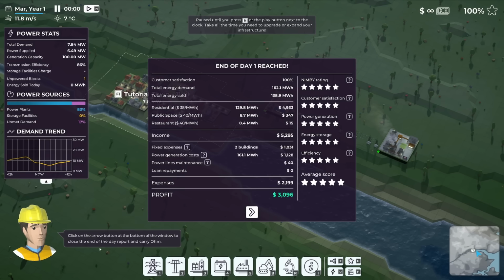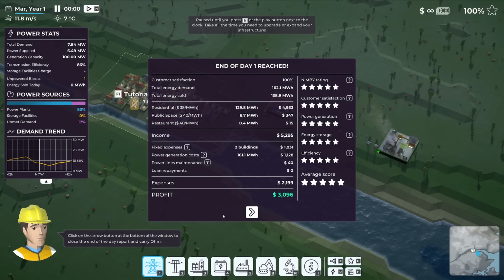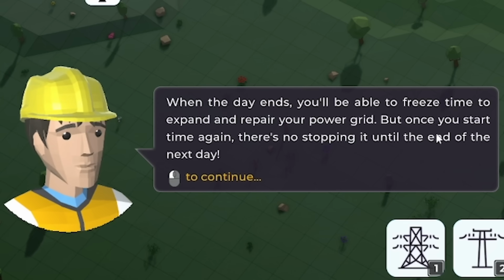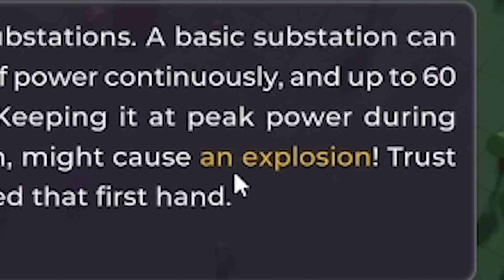So let's continue. Oh, and we got another pun. Click on the arrow button at the bottom of the window to close the end of day report and carry on. Yeah, I'm gaining new respect for electrical engineers. And basically, he's just told us when the day ends, we can do what we want. But as soon as we hit play, there's no pausing again until the day ends. And then he told us a few more bits of advice, something about an explosion.